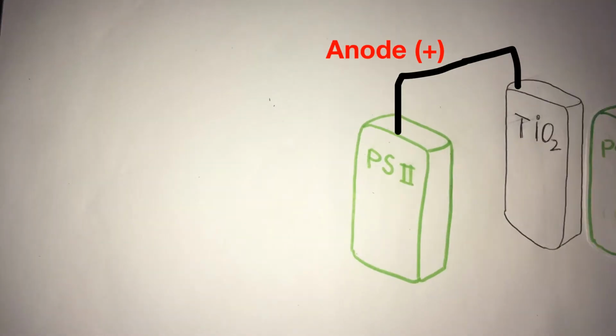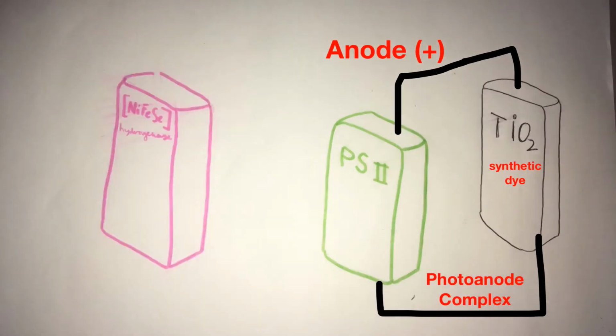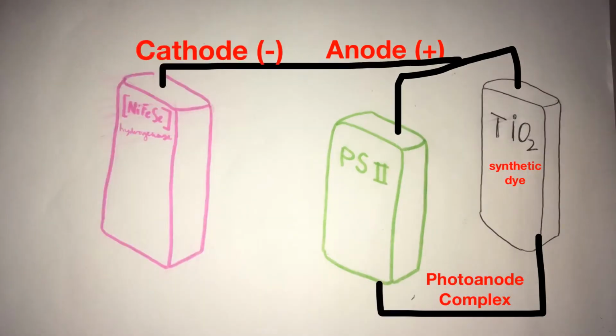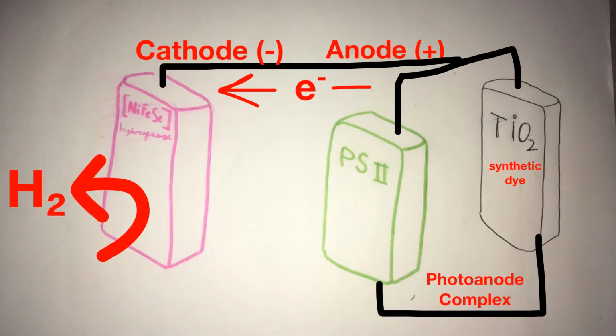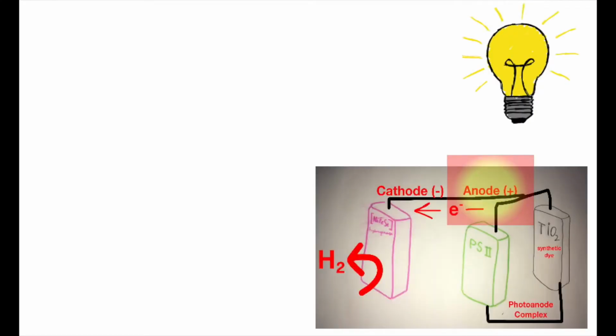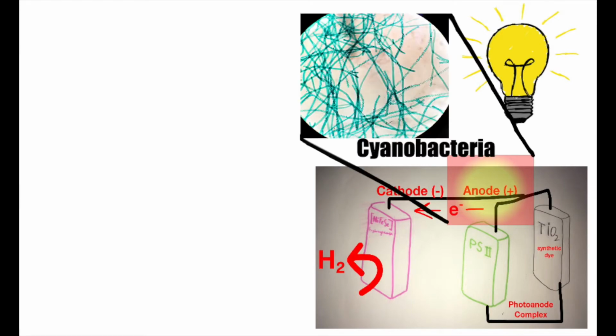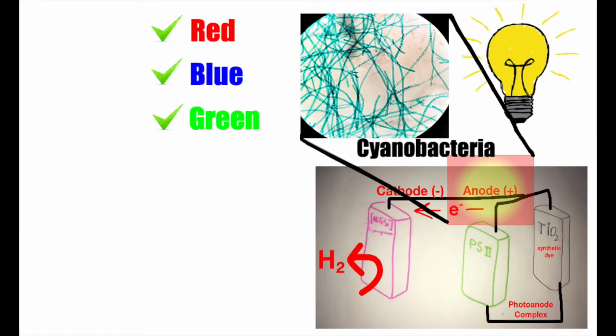Reversible cycling of electrons and protons is carried out between the photoanode complex and the nickel iron selenium hydrogenase used as a cathode. The result of the flow of particles is pure hydrogen being produced. The idea behind the anode composition is mimicking the mechanism of photosynthesis present within cyanobacteria. The composition allows there to be absorption of red, blue and green light.